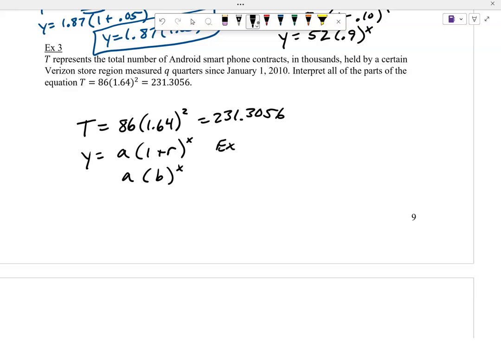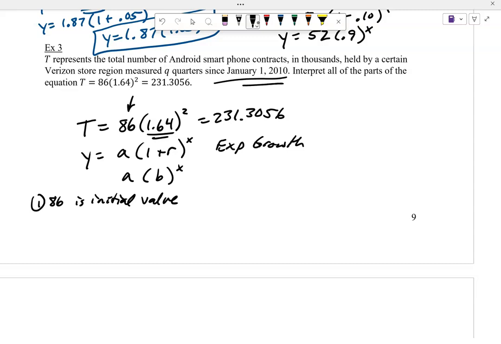This is exponential growth because that 1.64 is greater than 1. So what's the 86? Let's start out with that. Number 1, 86 is the initial value. When is it? The initial value on January 1st. So the region had, if it's 86, remember this is in thousands, there's 86,000 Android phones.